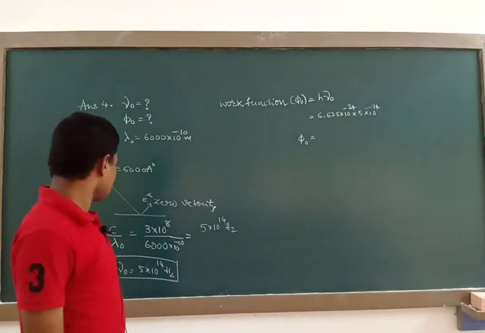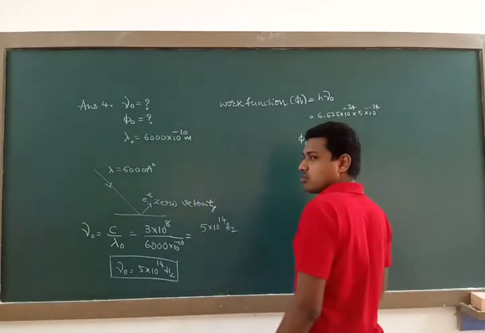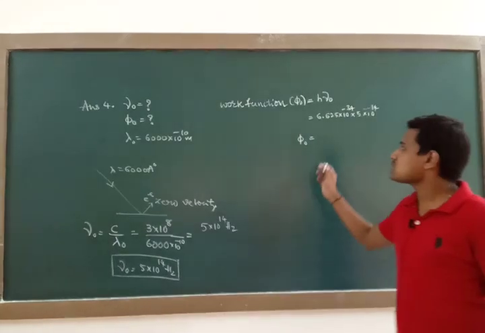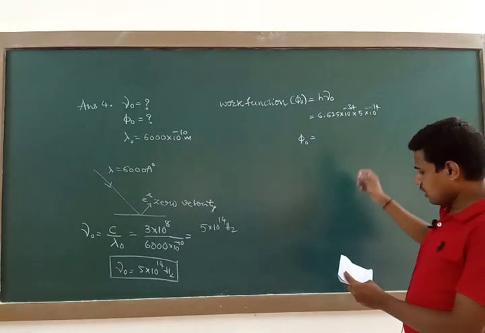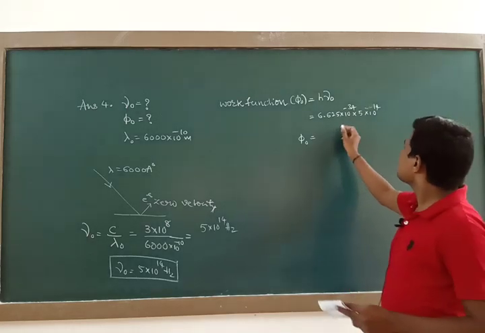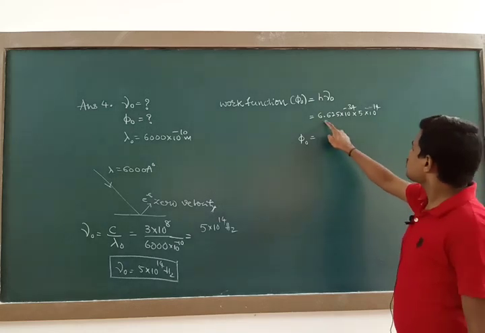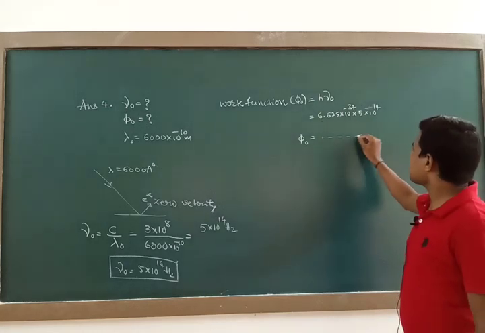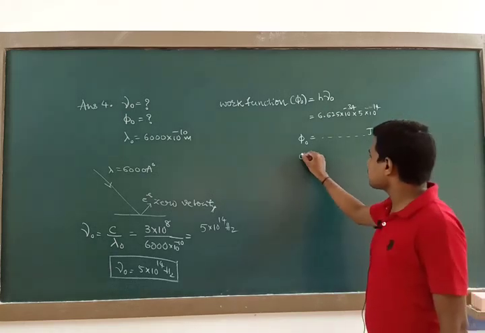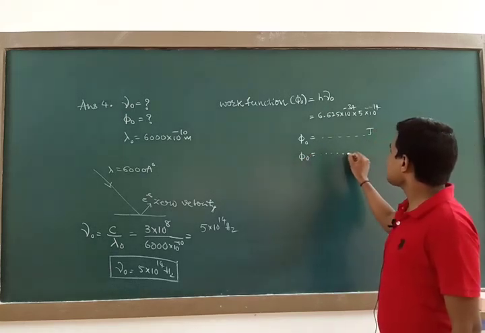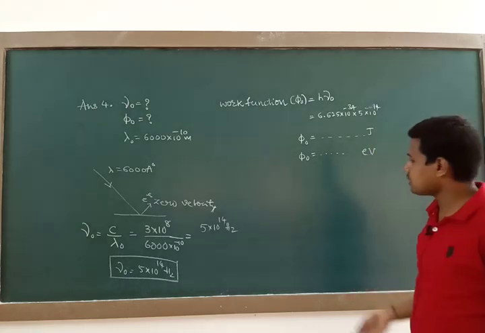If you simplify this, you will get the work function. Work function is nothing but a term dealt with energy only. Another point I am supposed to tell here: if you simplify this, you get the answer in joules, but we require this value in terms of electron volts. I already told how to convert to electron volts.